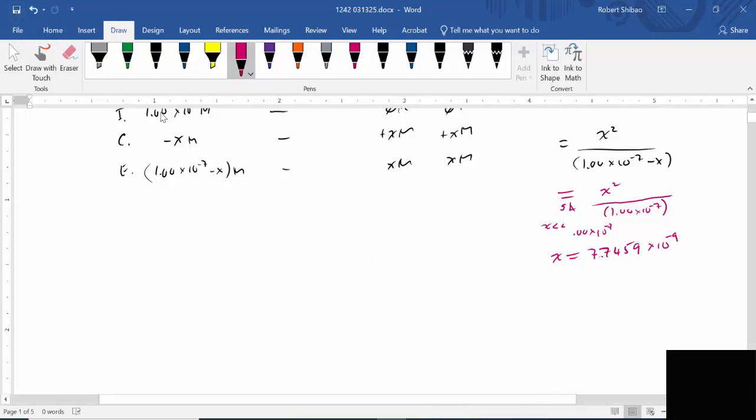All right, then we're going to calculate the percent change. The percent change is going to be the change, in this case just x, divided by the initial. I'm just going to write initial here since I don't want to write that over again, times 100%. And so that's going to be 7.745 times 10 to the negative 9 divided by 1 times 10 to the negative 7, times 100.